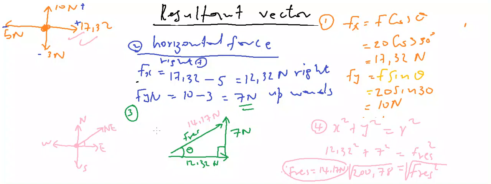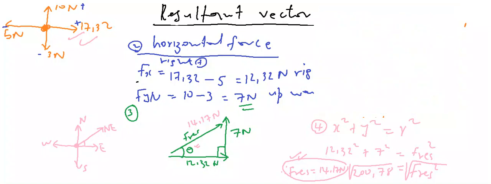Then step number 5, that is the last step, the direction of the resultant force. We have the magnitude, but we need the angle theta to get the direction. So let me remove this one. We are done with this one. Let me remove it.